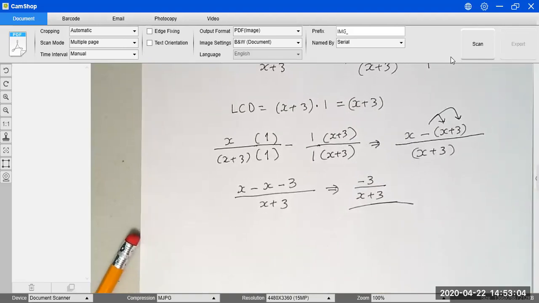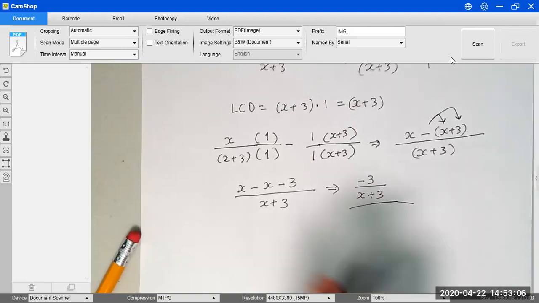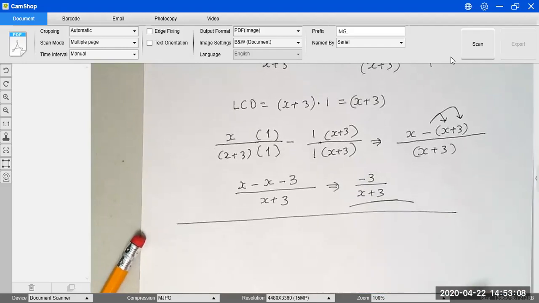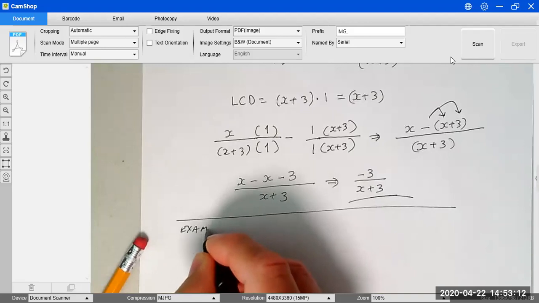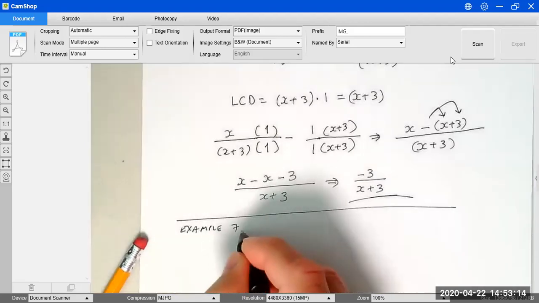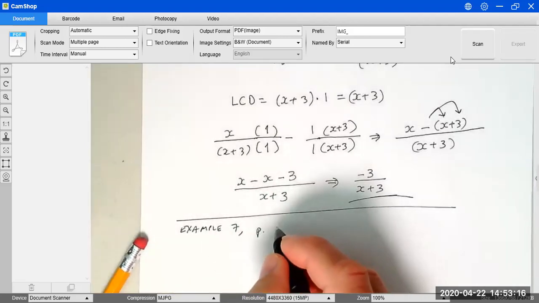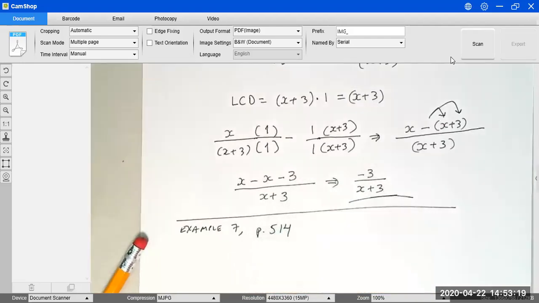Okay, we're going to work two more examples, and then you're going to have the opportunity to play with this problem. So we're going to have example 7 on page 514. We have another subtraction.